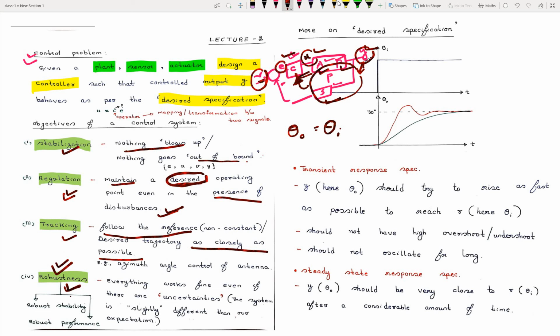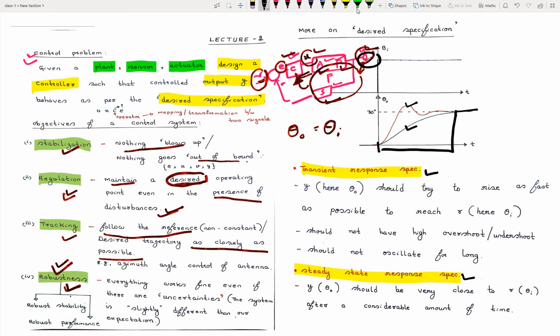Here I have given transient response specifications and steady state response specifications. Generally, as explained in lecture 1, suppose we want to maintain output, suppose we have given input as 30 degrees. The general response will be either this one or this one. From here until it reaches steady state, this is known as transient response. Once it reaches steady state, this is known as steady state response.